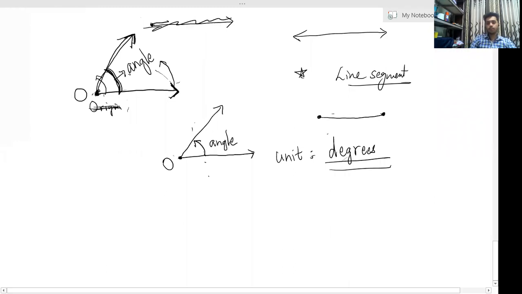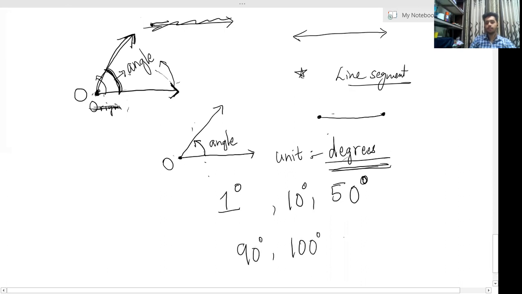So the common unit for measuring the angle is degrees, right? The symbol is like this. For example, you can say 1 degree or 10 degrees, 50 degrees. This is the symbol, this small circle over here, right? Or I can say 90 degrees, 100 degrees, right?